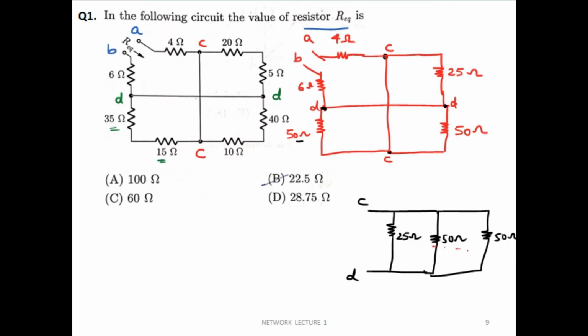So 50 ohm in parallel with 50 ohm it will give 25 ohm. Okay, so now this 25 ohm is connected in parallel with 25, so resistance across the terminal CD will be equal to 25 by 2, so it will be equal to 12.5 ohm. Okay, so here we are having terminal A which is 4 ohm resistance, here we are having terminal B, where 6 ohm resistance is connected, and in between C and D terminal we have calculated the resistance as 12.5 ohm.